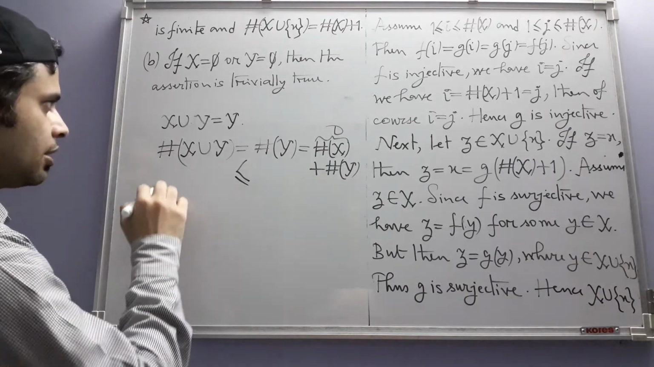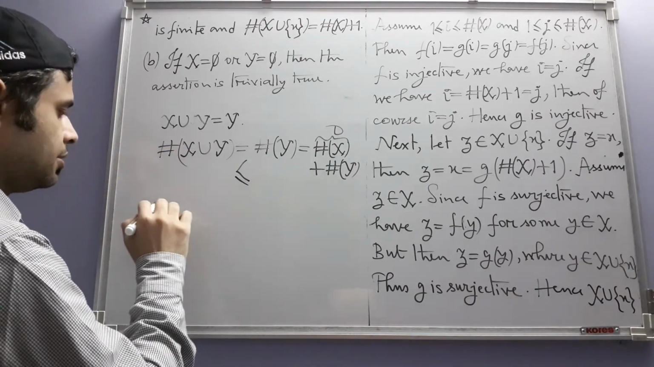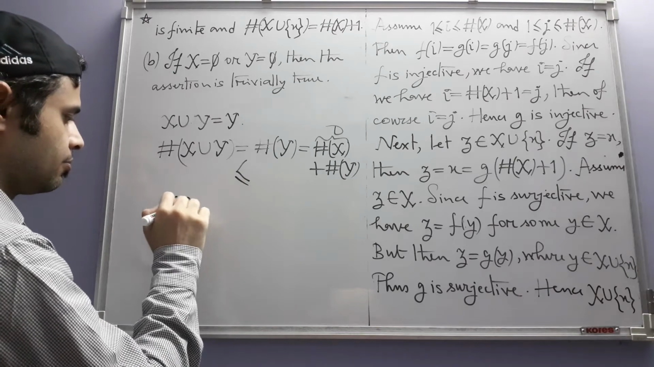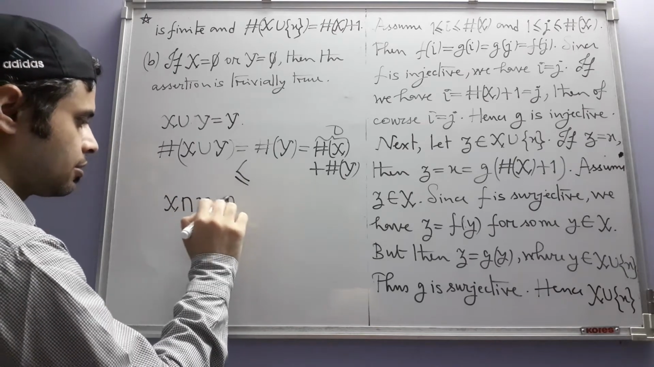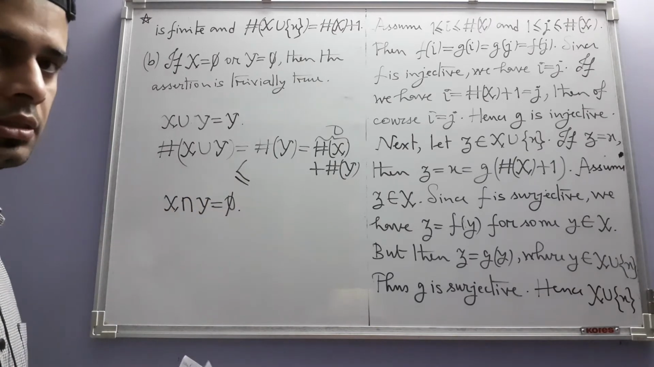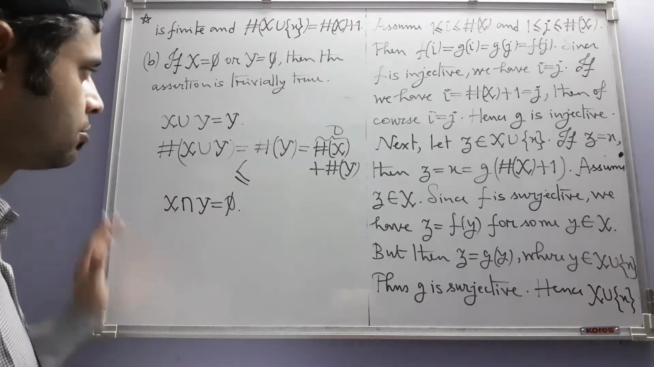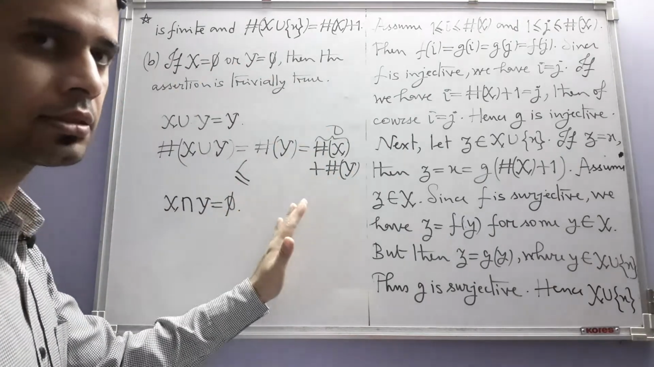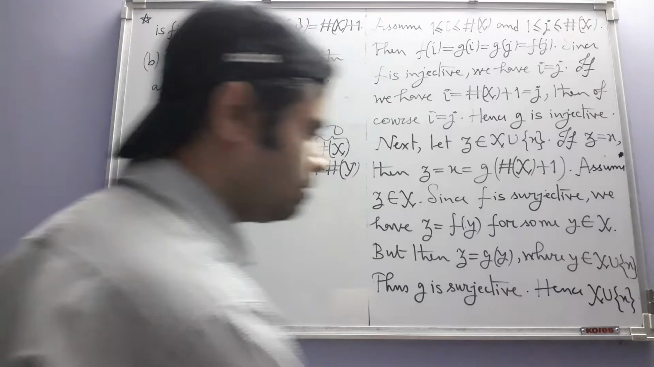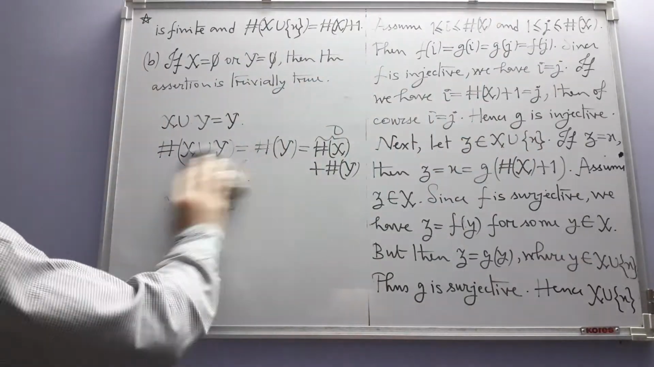Why do we have equality here? Because x is empty, and that's why this intersection is empty, that is x and y are disjoint. So all the things are true in this case, although trivially true. So that's what we have written, and we are right.